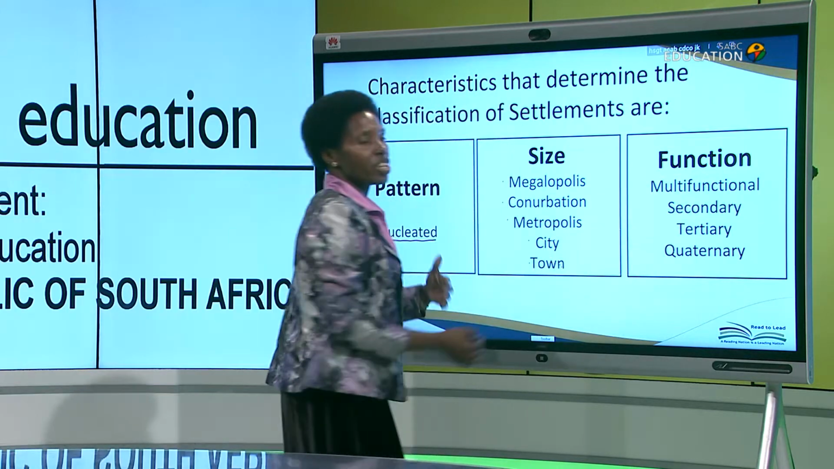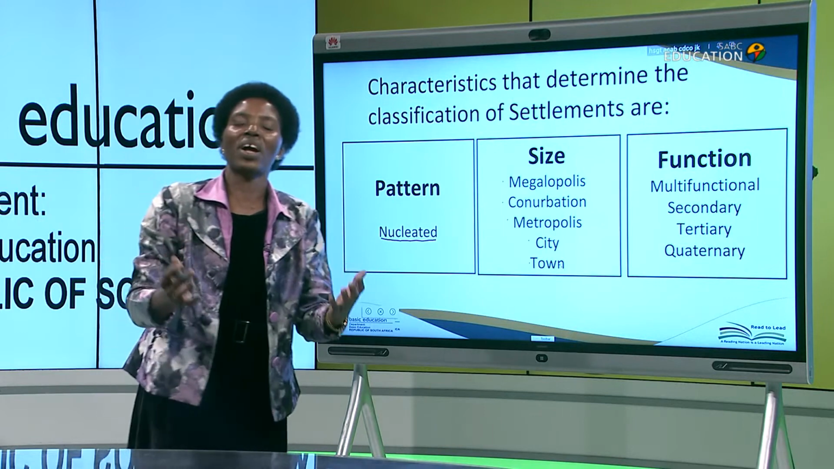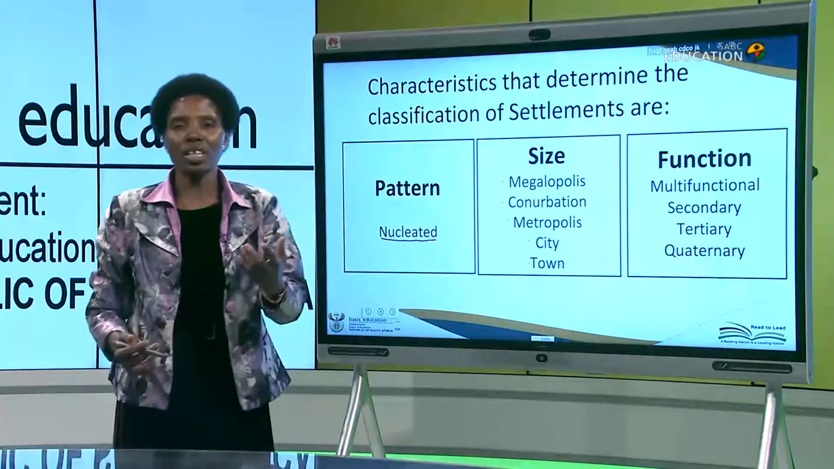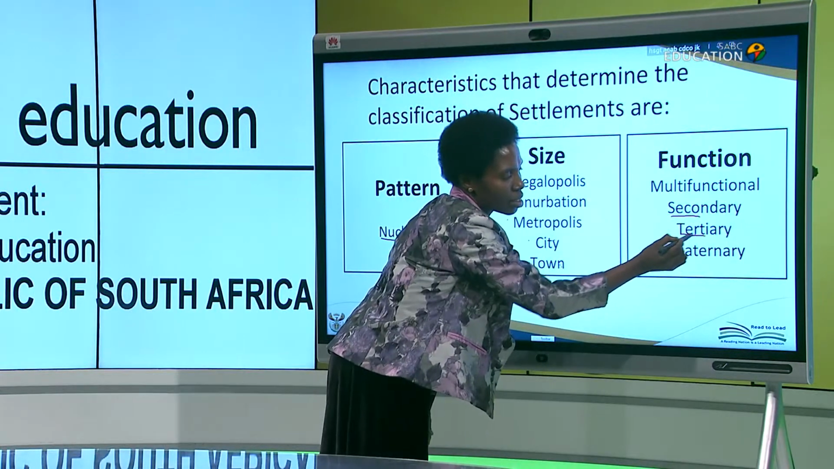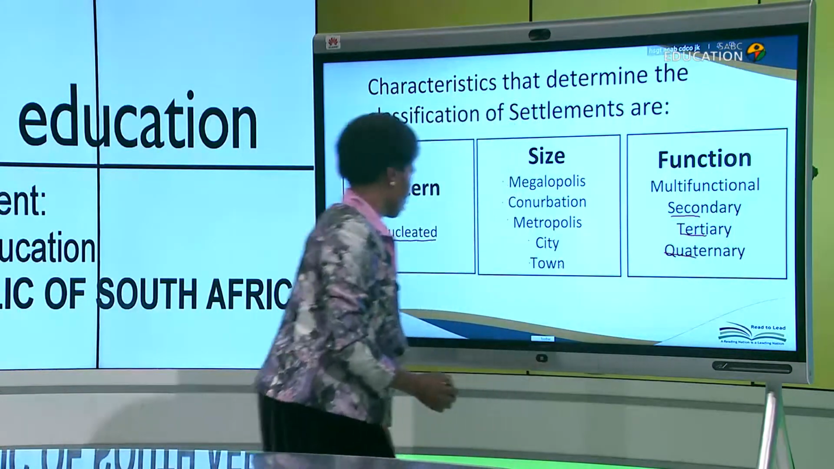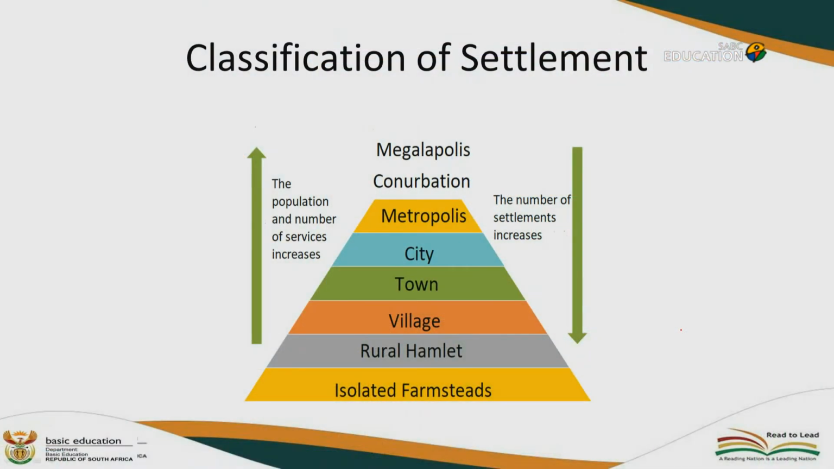And lastly, we have function. With function, when we defined the concept of urban settlement, we indicated that it is multifunctional, where we consider what? Secondary activities, tertiary activities, and quaternary activities. Okay, let us look at classification of this settlement.